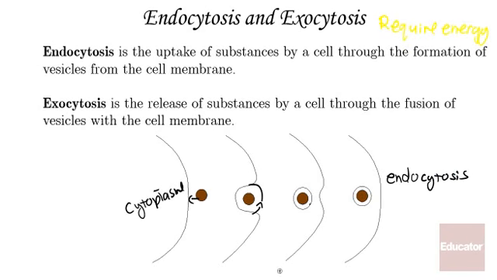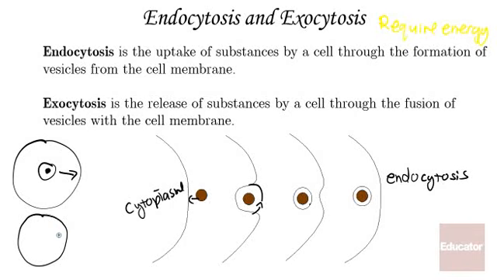And the opposite process can occur. So if I actually went from right to left, if I started out with a substance in the cell, and it was packaged in a vesicle, that vesicle could actually fuse with the cell membrane, and then be extruded and released outside the cell. And that is exocytosis.